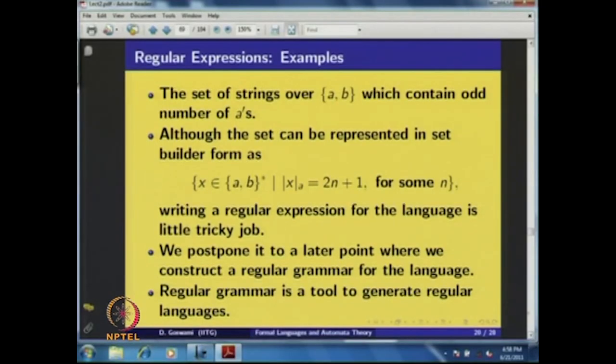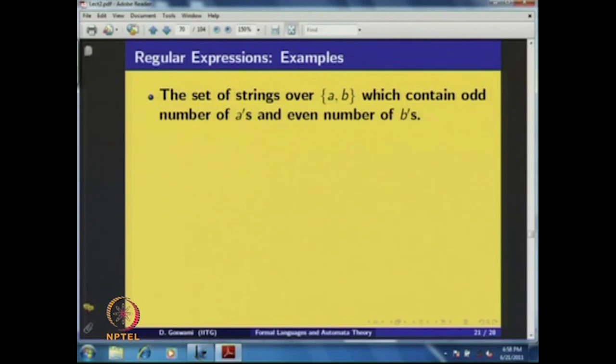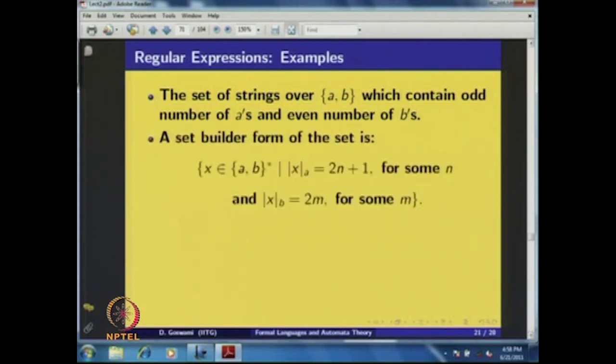So, regular grammar is a tool to generate exactly the class of regular languages. Then again consider the set of all strings over {a, b} which contain an odd number of a's and an even number of b's. Again, we can write this set in set builder form as x belongs to {a, b} star such that the number of a's in x equals 2n plus 1, that is odd, for some n, and the number of b's in x equals 2m for some m.